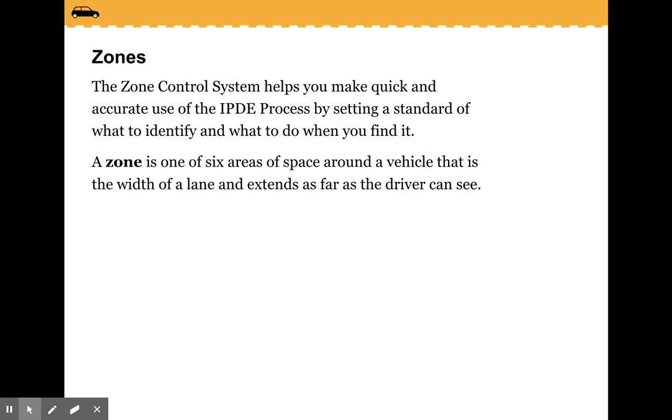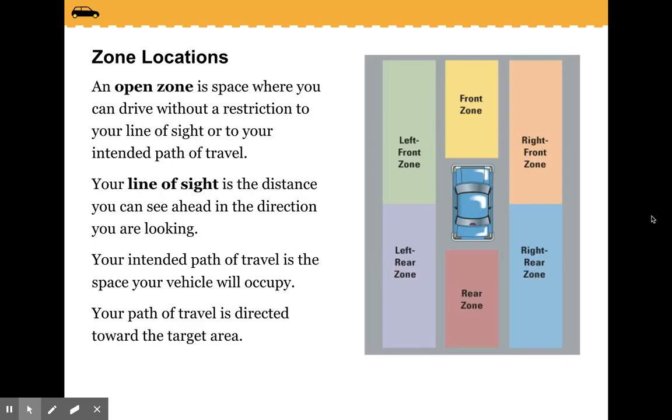The Zone Control System helps you make quick and accurate use of the IPD process by setting a standard of what to identify and what to do when you find it. A zone is one of 6 areas of space around a vehicle that is the width of a lane and extends as far as the driver can see. An open zone is a space where you can drive without restriction to your line of sight or your intended path.